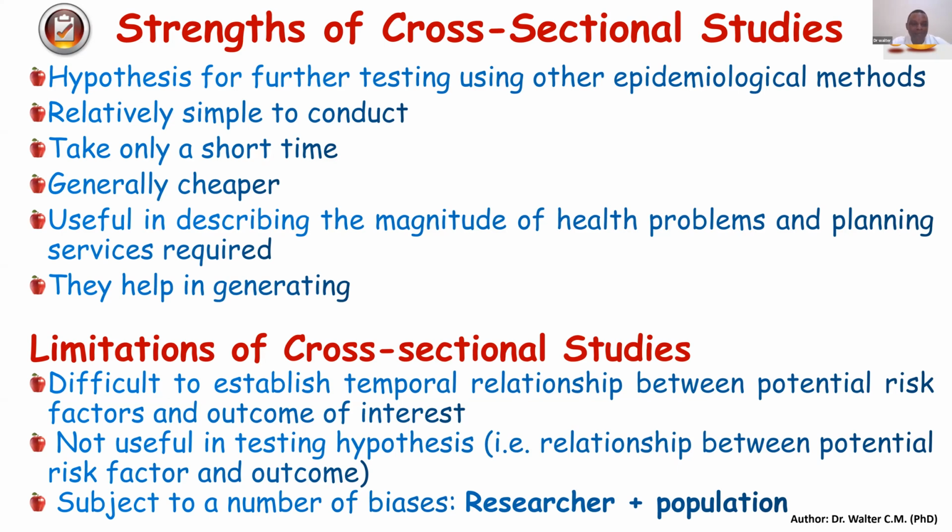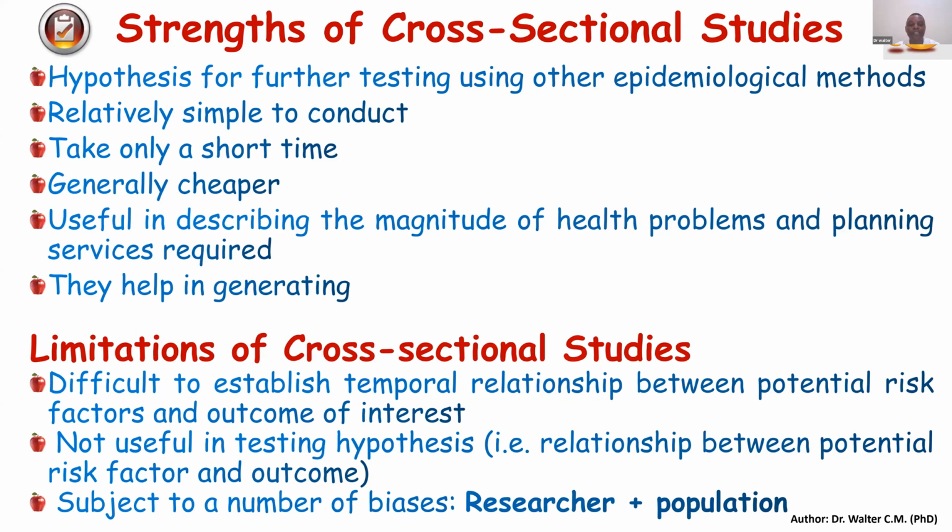So in the limitations, it's very difficult to establish temporal relationships, because we have not followed the exposure vis-a-vis the outcome for a long time. So it brings queries on the relationship between potential risk factors and the outcome of interest. Sometimes it's not useful in testing hypotheses, just as a basis for others who want to do interventional studies. And it's more subject to a number of biases, researchers' bias, but also population bias.